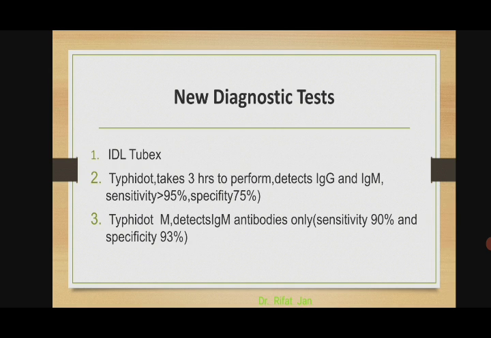The newer diagnostic tests are IDL Tubex, Typhidot. Typhidot takes 3 hours to perform. It detects both IgG as well as IgM. The sensitivity is more than 95% and specificity is 75%. Then there is Typhidot M, which detects only IgM antibodies. Sensitivity is 90% and specificity is 93%.